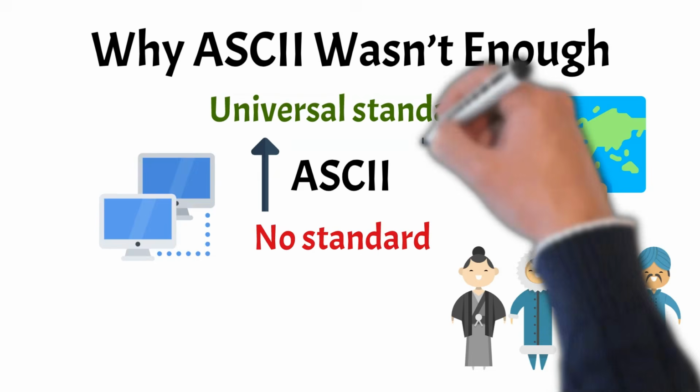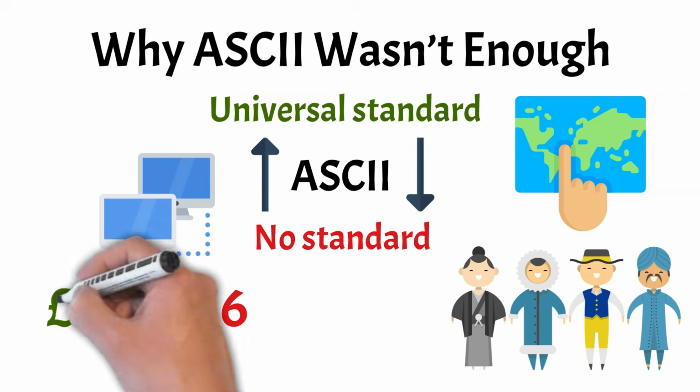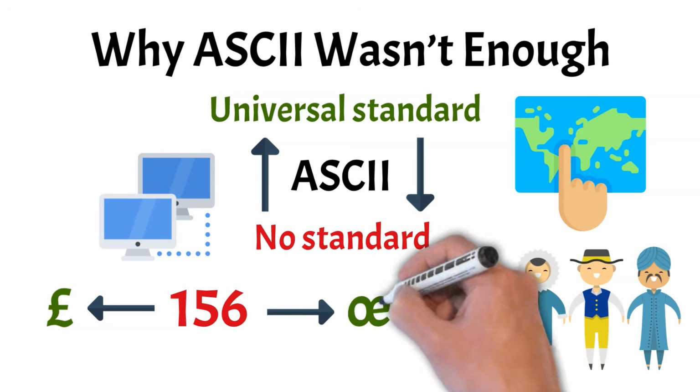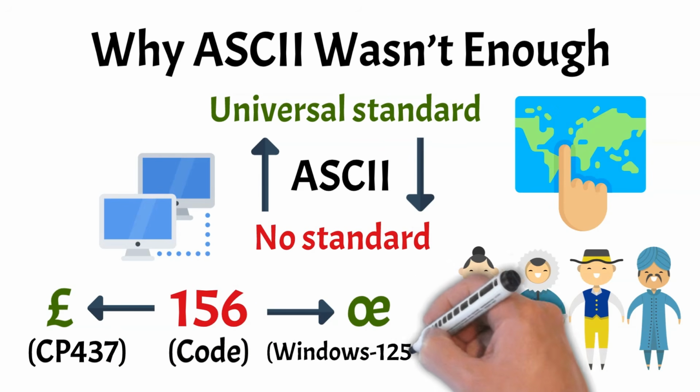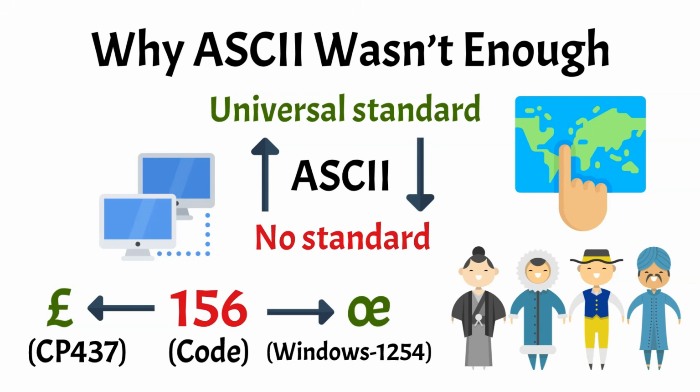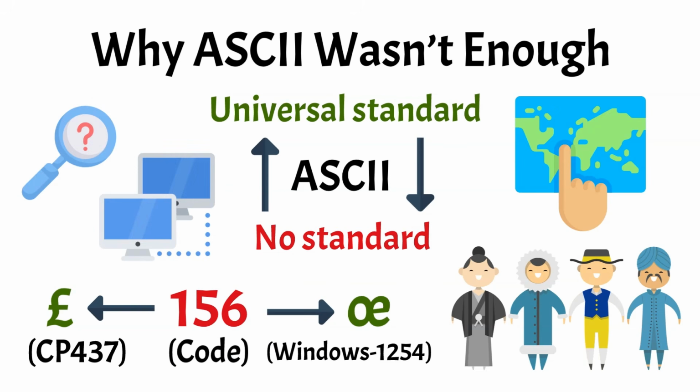The problem was that there was no longer a single standard. An ASCII code like 156 could represent one character on one system and a completely different character on another. When text was transferred between systems, each computer interpreted the same data differently, which is why text often broke in transit. ASCII had solved consistency locally, but globally, text had become fragmented once again.